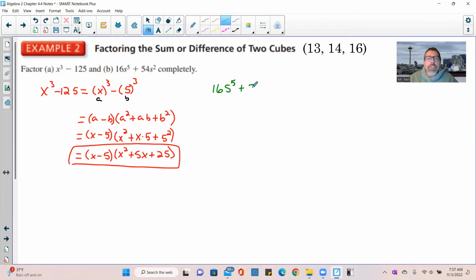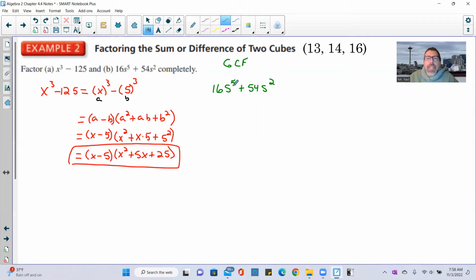plus 54s squared. Okay, so I look at 16 and I look at 54, and I don't have a cube here and here. The s's are not cubed. So the first thing you want to do is GCF, greatest common factor. 16 will not go into 54. 8 will go into 16 twice, but 8 will not go into 54. 4 will go into 16 4 times. 4 will not go into 54.